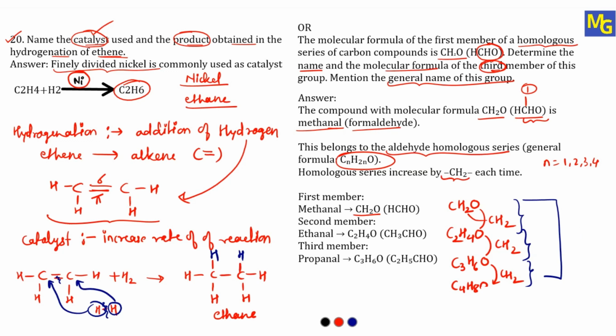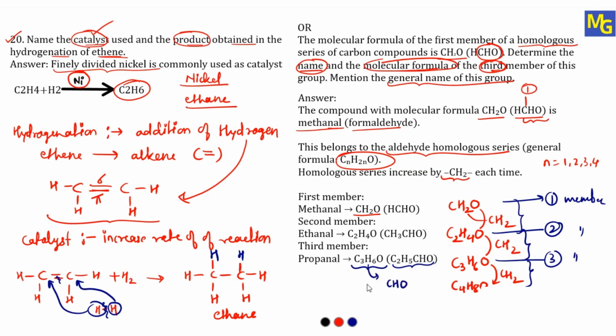Now here you can see in the question they have asked the name and molecular formula of the third member. So here, this is the first member, then this is the second member, and this will be the third member. So what is the molecular formula? C3H6O. And you can write it like this also, that is C2H5CHO. Remove the CHO group from this because it is an aldehyde, and write the remaining as it is. So the remaining is C2 and H5.